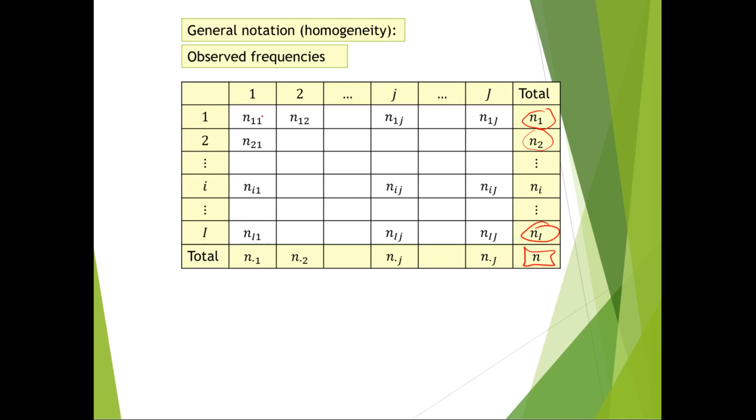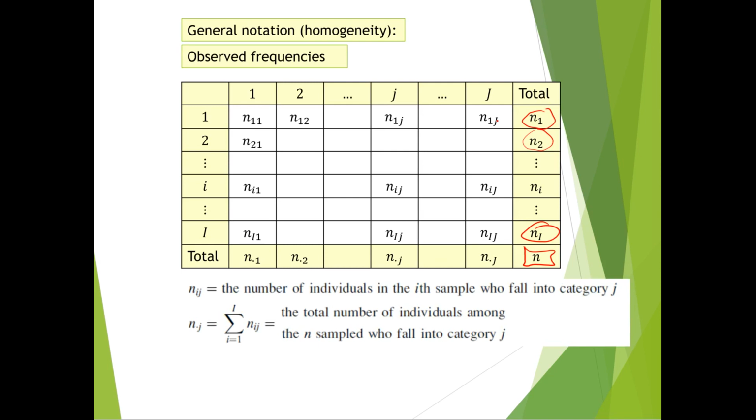The numbers that occur in each category, of course, are random variables. So Nij is the number of individuals in the ith sample who fall into category J. And N.J is the total for each column. It's the total number of individuals among the N sampled who fall into category J. And N is the grand total of all the samples that you've drawn.